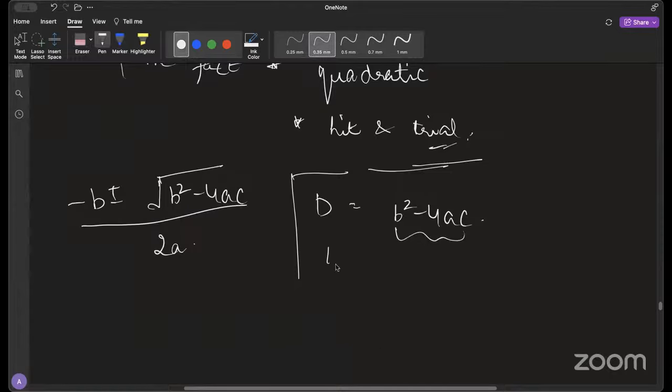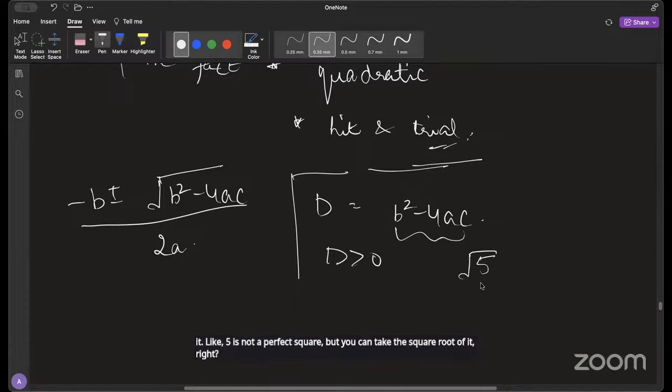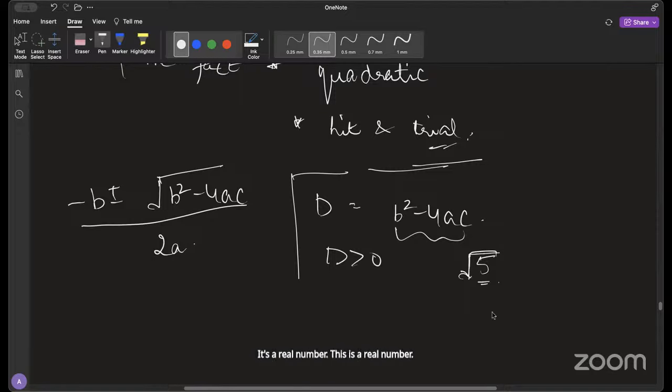If your discriminant is greater than 0, it's still possible to take the square root of it. Not a perfect square exactly, but 5 is not a perfect square and you can still take its square root. It's a real number. Those roots are real. But if b square minus 4ac is negative, like -5, then it's going to be complex.